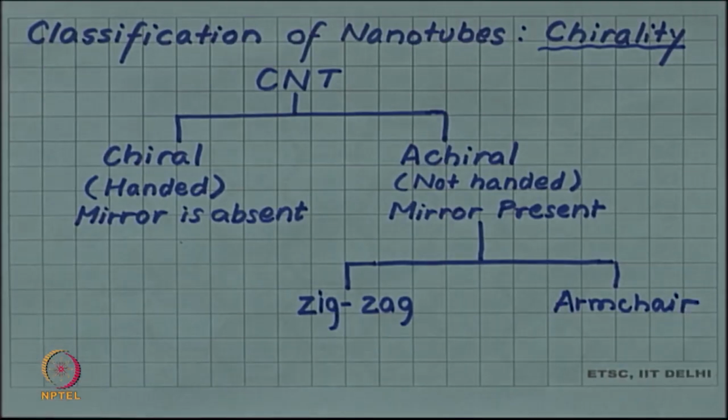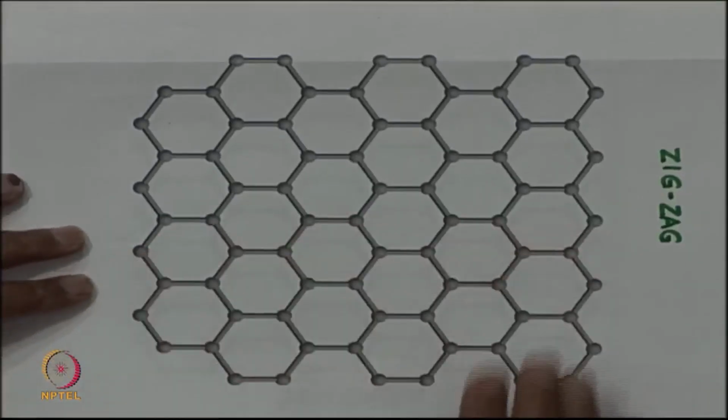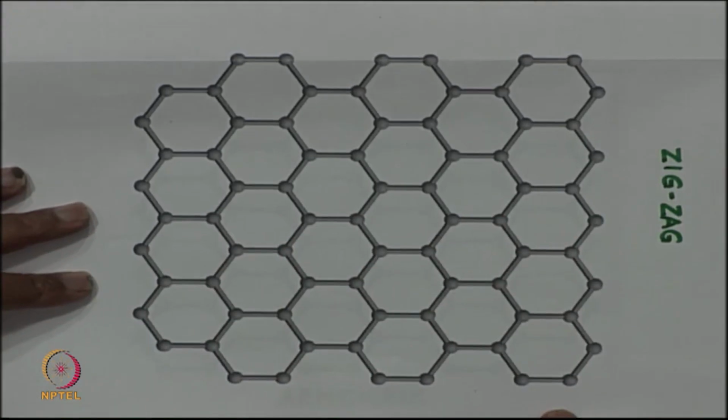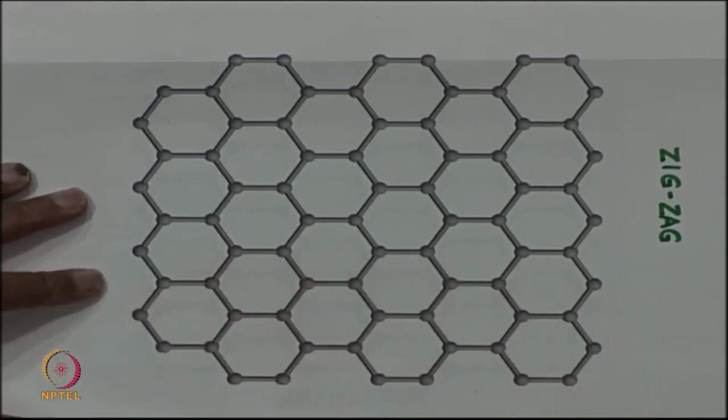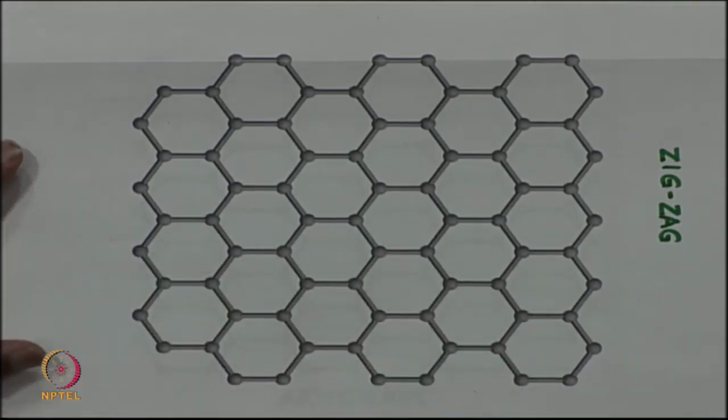So, we will look at this soon, what is the meaning of zigzag and armchair. Let us try to make a tube out of a graphene sheet. This is a model of a graphene sheet, just the hexagonal rings are drawn, and if I fold it into a tube, I will get a nanotube.